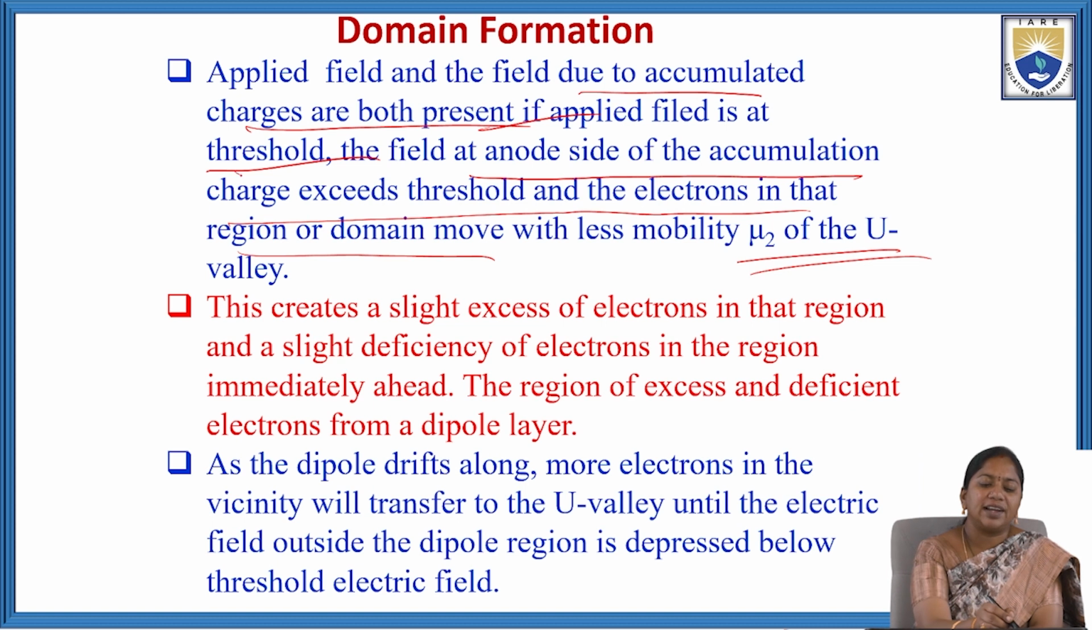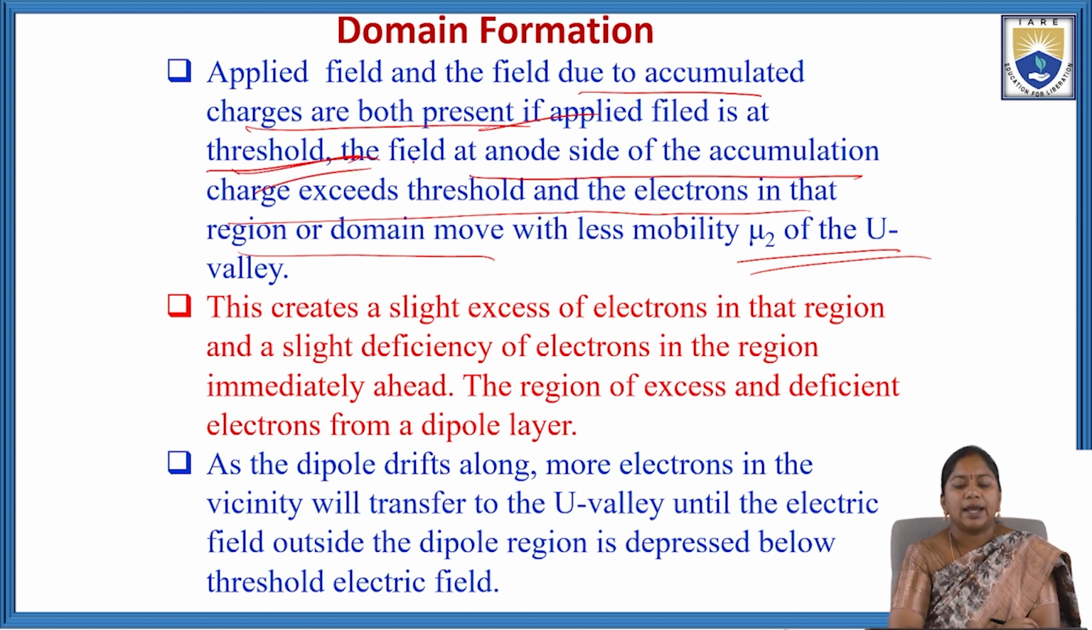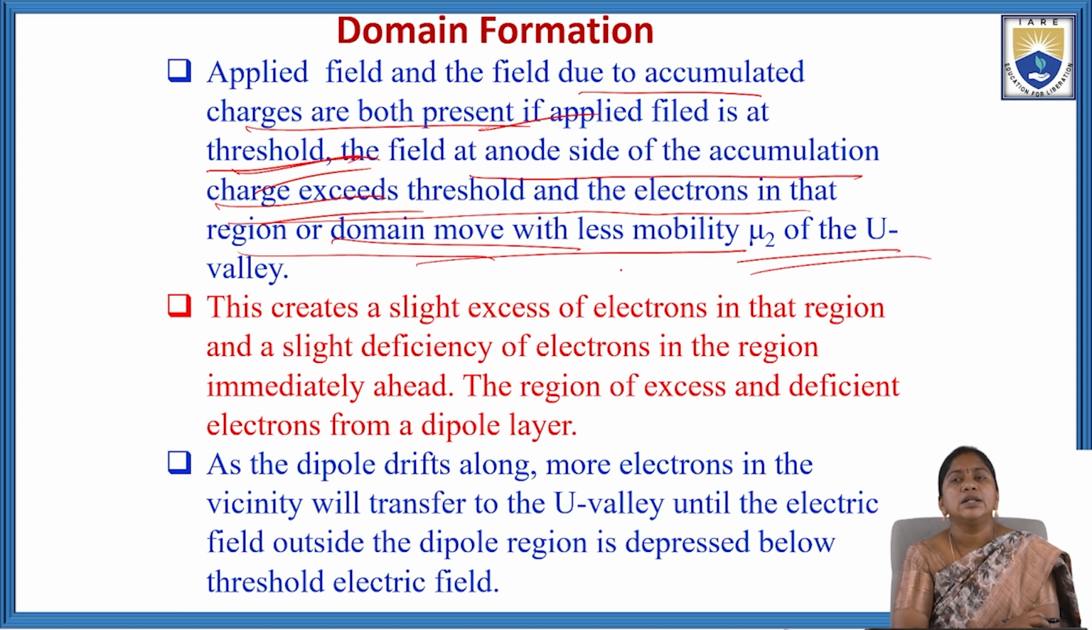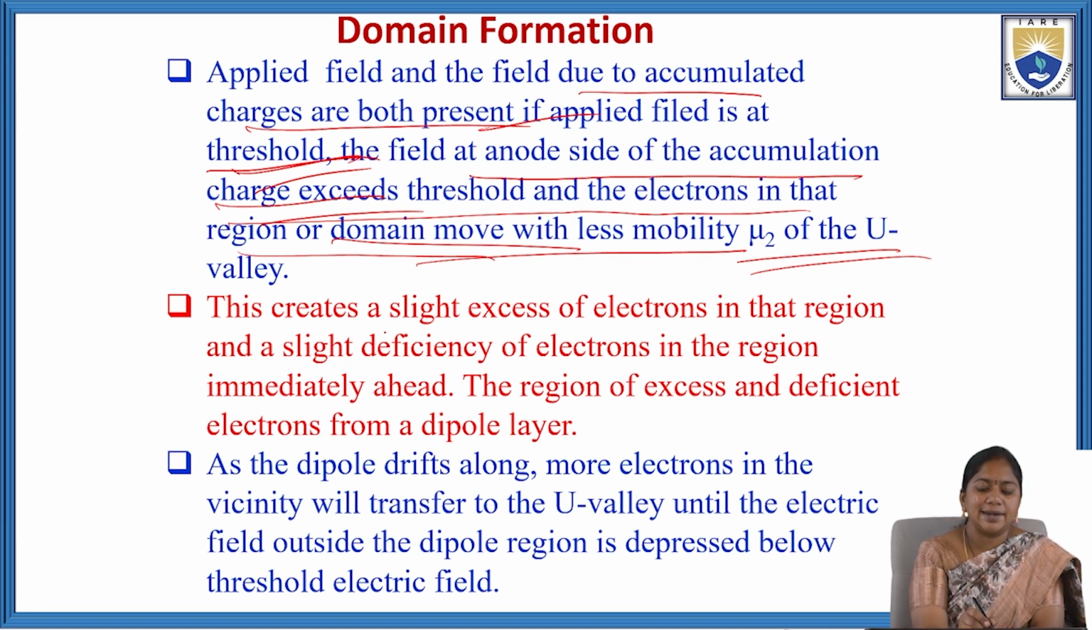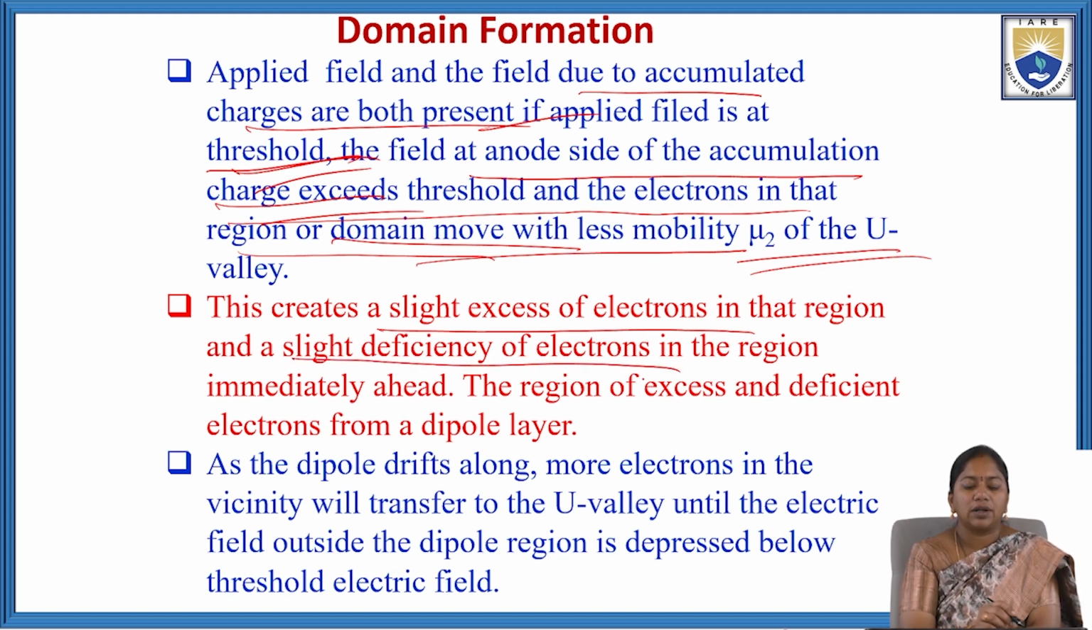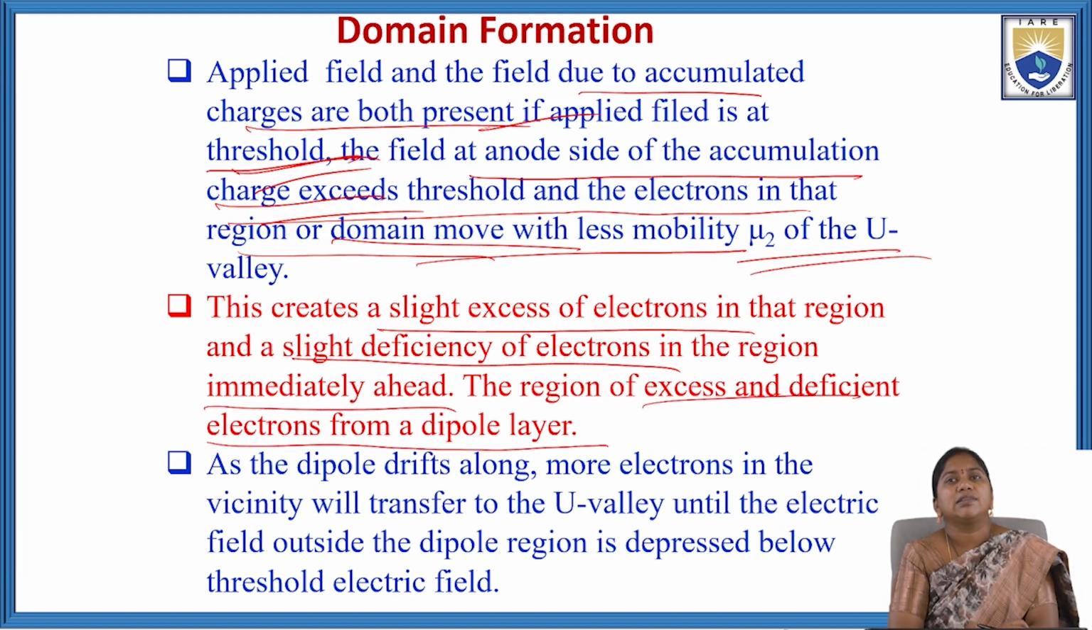If the applied field is at the threshold field, the field at the anode side of the accumulation charges exceeds the threshold and electrons in that region or domain move with less mobility, that is mu2 of the U valley. This creates a slight excess of electrons in that region and a slight deficiency of electrons in the region immediately ahead. The region of excess and deficient electrons forms a dipole layer.